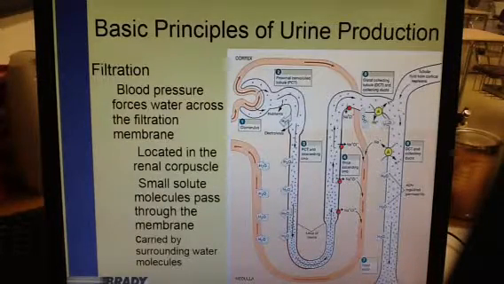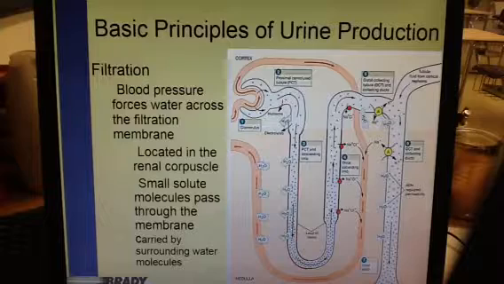So here, I think this is similar to the previous picture, but I like the other one better. This just talks about filtration, reabsorption, and secretion. Again, just with some more pictures of the actual water molecules and where they are going. But again, I feel like we've kind of talked about that.